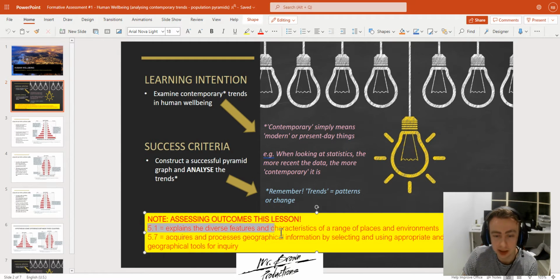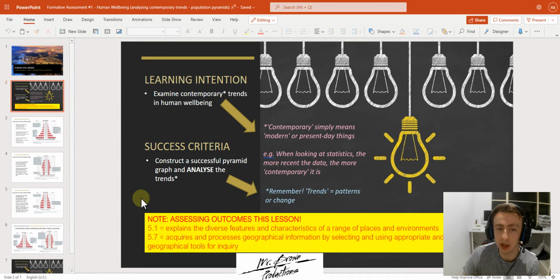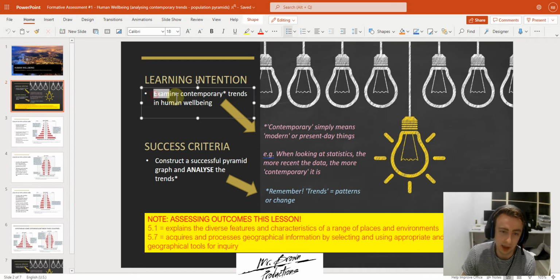So the first one is looking at how well you process information in terms relating to human well-being, and the second one is more looking at how well you can apply the geographical skill to that. So our learning intention today is to examine contemporary trends in human well-being.